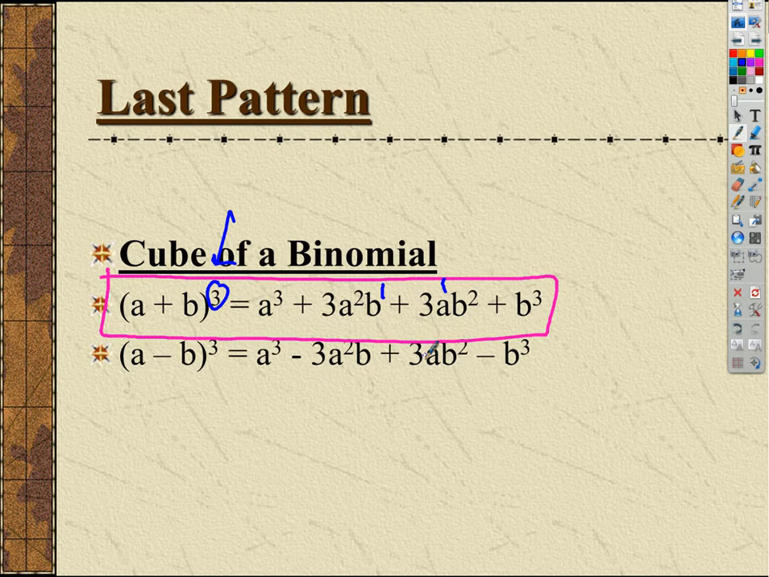Okay? Look at the coefficients, they're symmetrical also. There shouldn't be any difference. We should be able to go front to back or back to front and see the same pattern of numbers: 1, 3, 3, 1. Okay?